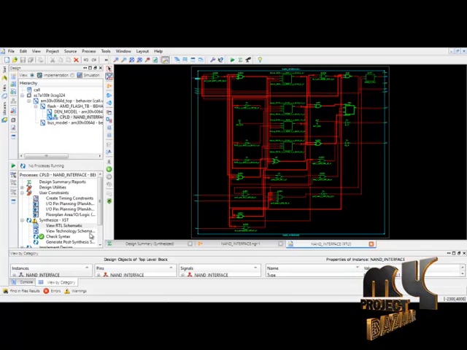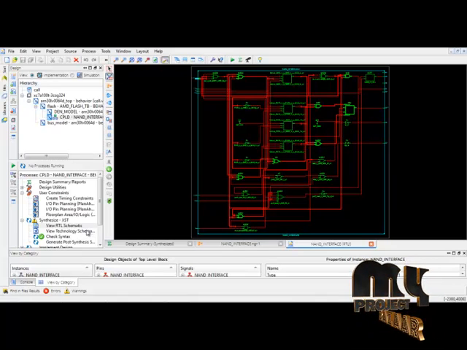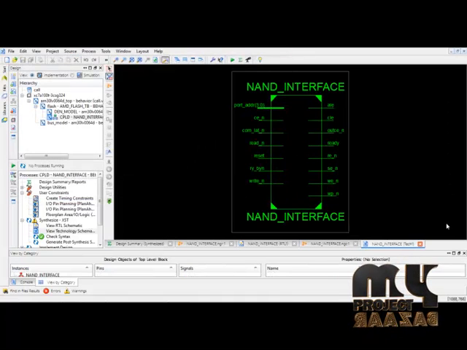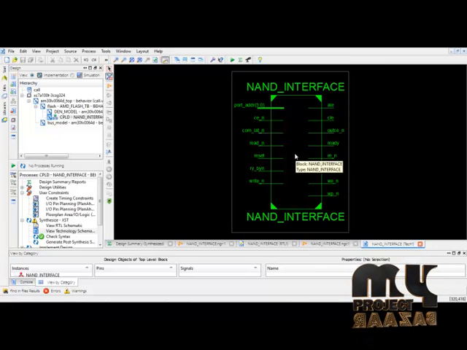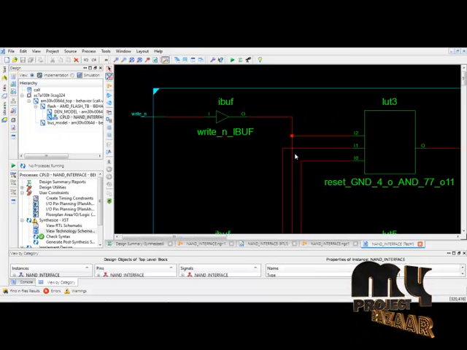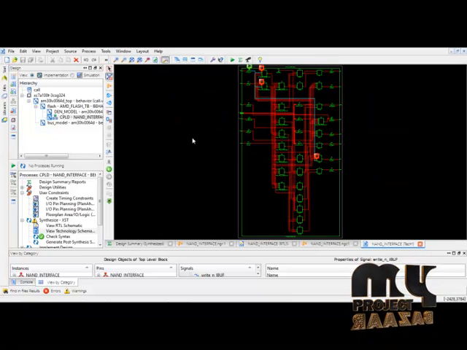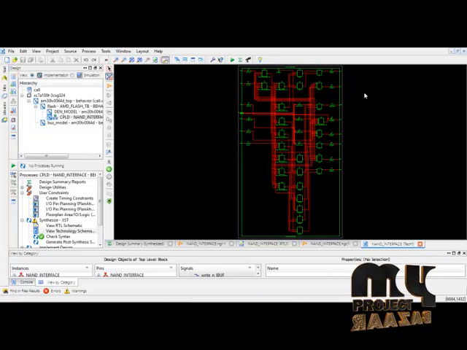Now we can view the technology schematic diagram by running View Technology Schematic. Now click add and click schematic. This is our overall technology schematic of our proposed work. Now we can view the internal structures by double clicking on it. This is our overall architecture diagram for the technology schematic of our proposed work. This displays the LUT based structures.